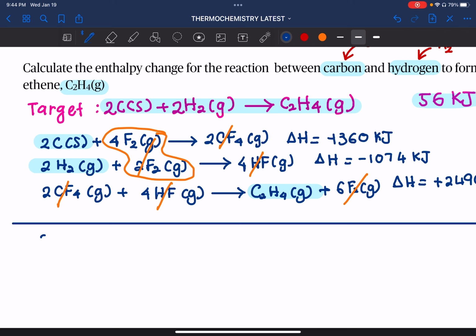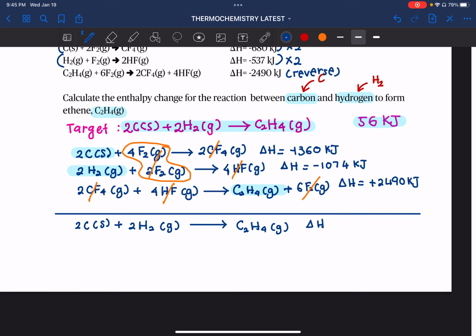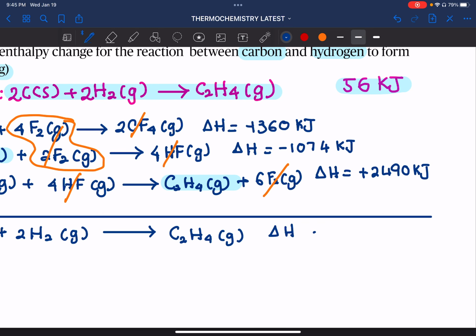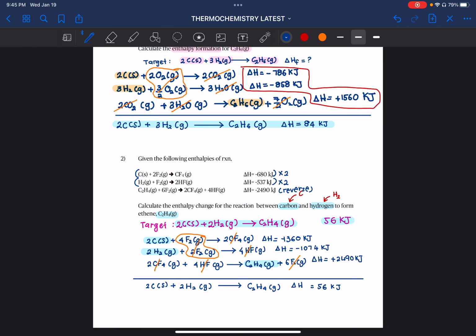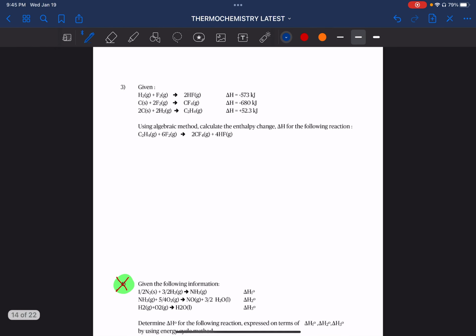Okay, salin balik kita punya target tadi. Biasanya student dia punya problem adalah bila salin balik ni salah. So kena hati-hatilah. Okay, so we get our target. So, kira you should get 56 kilojoule. Okay, that's the answer lah. Okay, that's the answer. Okay guys, try do on your own.